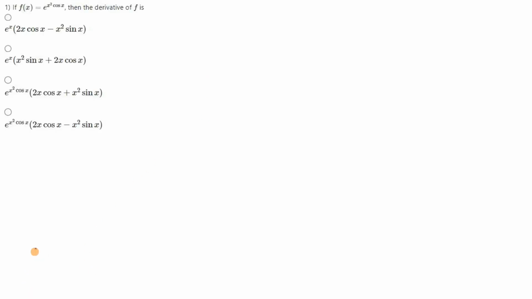Okay, starting with activity 2.3, moving on to the first question, we have f of x is equal to e to the power of x square into cos x. Mind you that cos x is also in the power. So let's say what is this differentiation? f of x is equal to e to the power of x square into cos x.